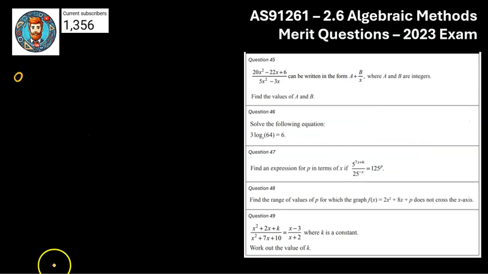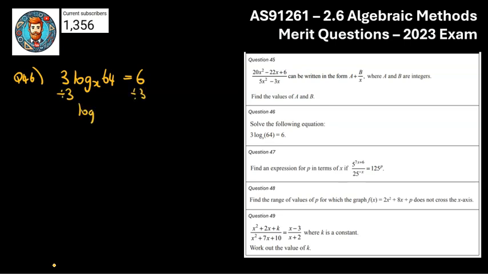Right, so we're now on to question number 46. And this is a nice log question here, isn't it? So it's going to be 3 log x with a base of 64, and that there is going to be equal to 6. So I guess the first step here is we're going to divide by 3 to both sides, aren't we?